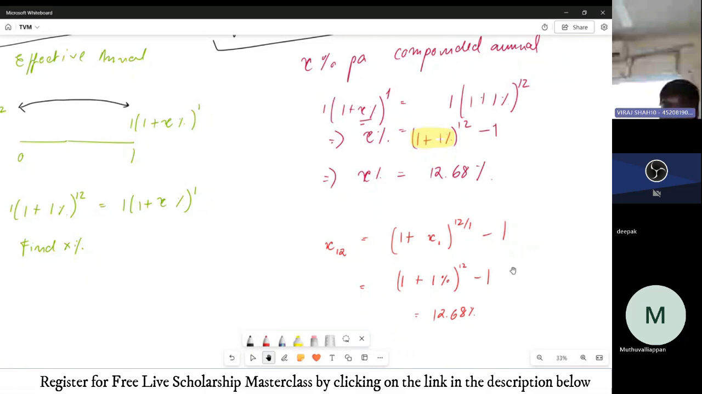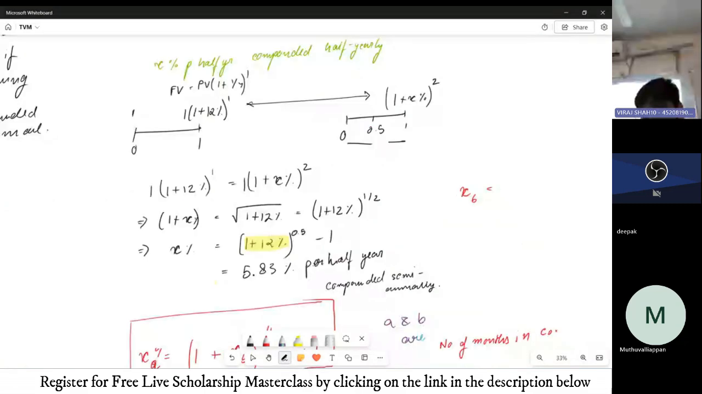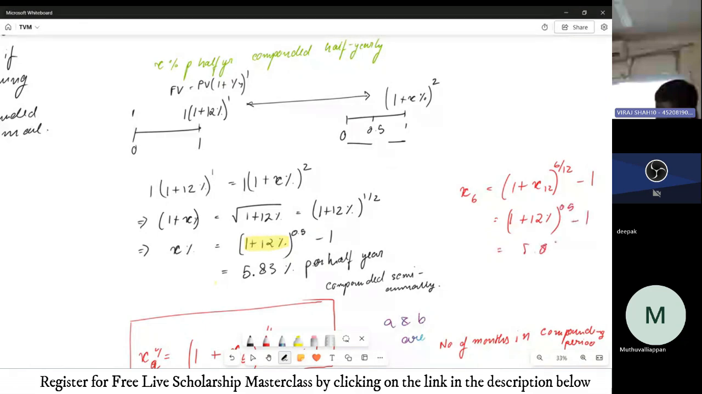And the final question using the formula, either you had to find x semi-annual, that is 6. Write this number of months in the compounding period, for the sake of completeness. And you wrote a and b, right? a and b are the number of months in the compounding period. Where I had you write the formula, there you have to find this x6. You had to find x6, given is x12. So 1 plus x12 to the power 6/12, left one by the right one, minus 1. Don't flip 1 and 1 up and down. So this will come as 1 plus 12% to the power half minus 1, which will again give you 5.83%. Okay, so this is how to do it quickly with the formula.